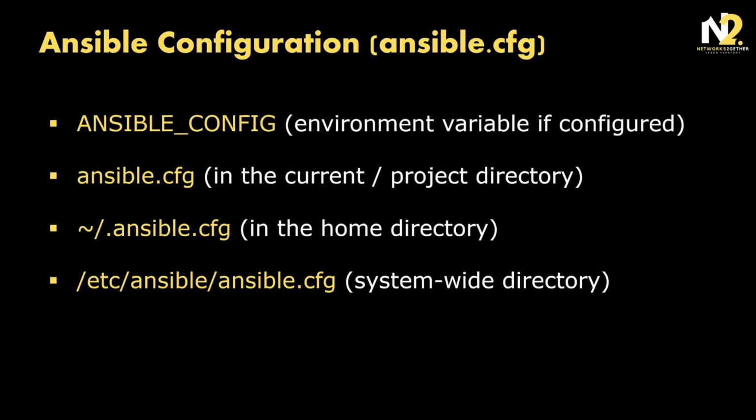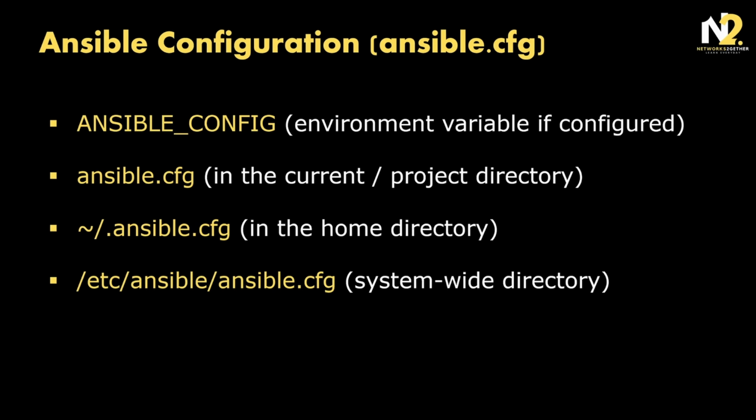If no environment variable is configured, Ansible looks in the project directory for the configuration file. If the file is not found in the project directory, it searches the user's home directory for .ansible.cfg file. Note the dot prefix. It is not just ansible.cfg but .ansible.cfg file. It is a hidden file. As a last resort, if no other configuration file is found, Ansible will use the default file located in the /etc/ansible folder. So what does the ansible.cfg file look like?